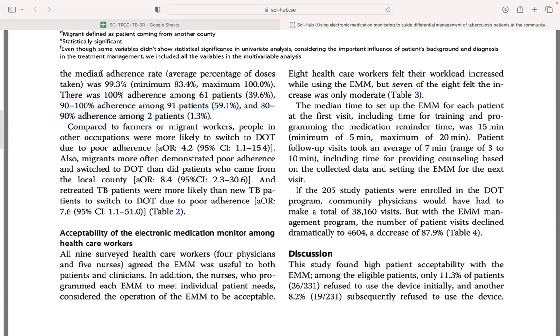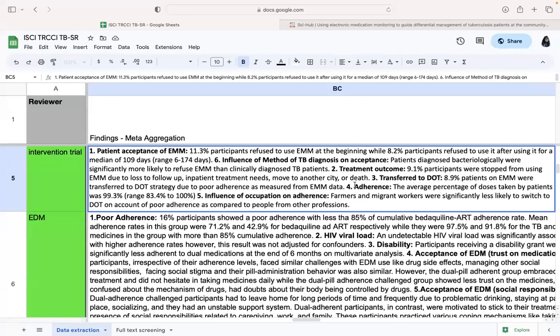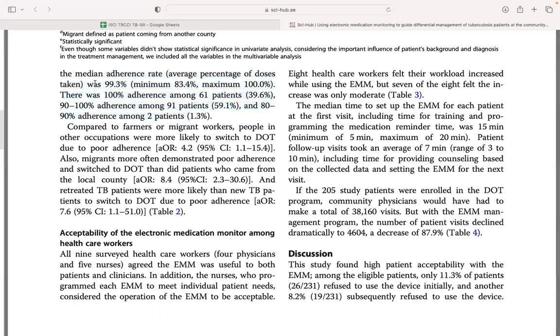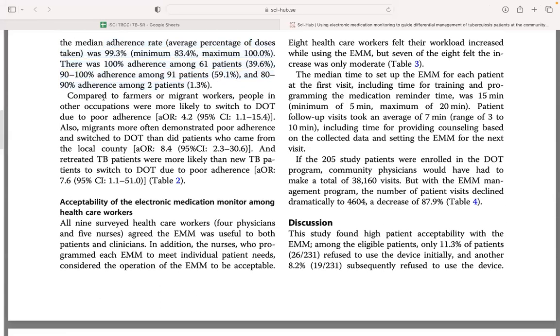So see, this information is very difficult to interpret, right? So instead of the many numbers that they have mentioned, what I have mentioned in adherence is the average percentage of doses taken by patients was 99.3%. I got this from here. All right. Average percentage of doses taken. It's okay if you don't write the results in such a convoluted manner. You have to read the entire thing, understand, and write what is most important to convey the meaning.